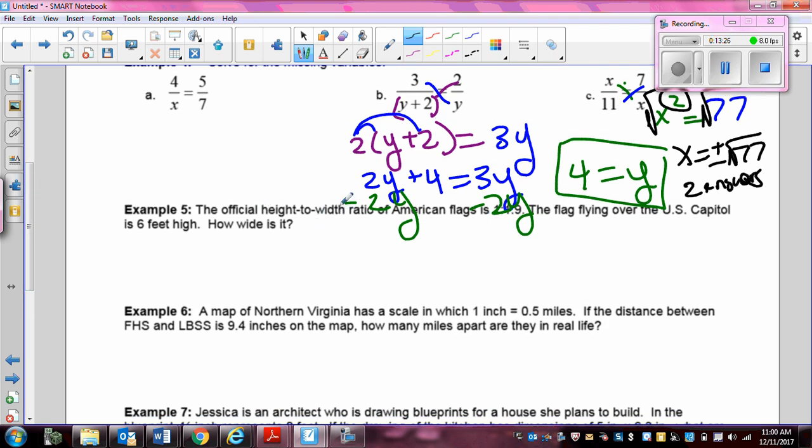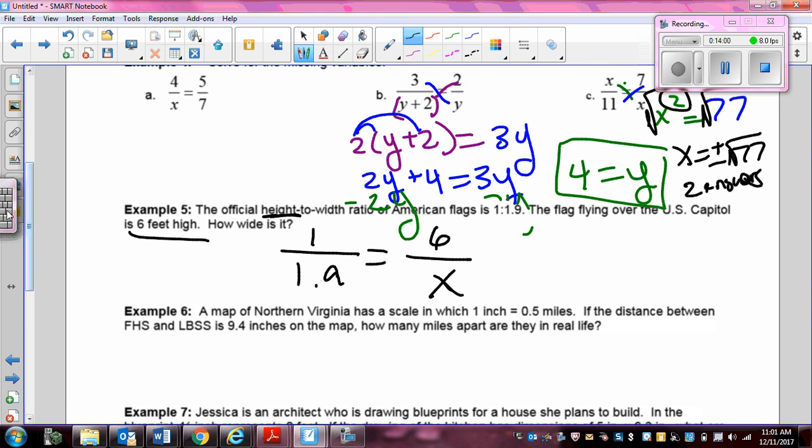The official height to width ratio of the American flag is 1 to 1.9. The flag flying over the U.S. Capitol is 6 feet high. How wide is it? So we're always going to use the ratio that they give us. 1 divided by 1.9 equals, the height comes first and then the width is on the bottom. And it says it's 6 feet high, so the height is on the top. How wide? Wide is on the bottom. We're going to use x. Cross multiply and solve for x.